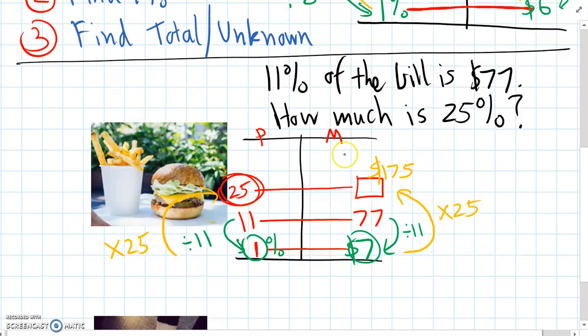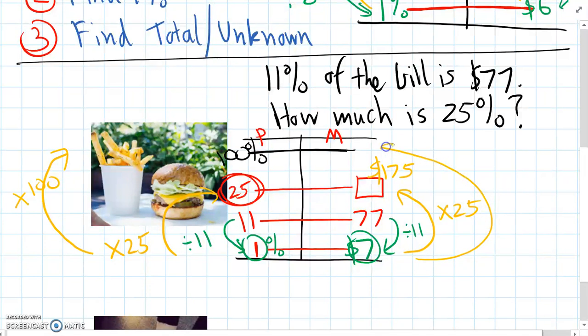And actually, let's find the total food bill too. What's 100%? Well, we already know that 1% is $7. So let's go from 1% up to 100 by multiplying by 100. 7 times 100, that's easy, that's 700. So the whole bill is $700.